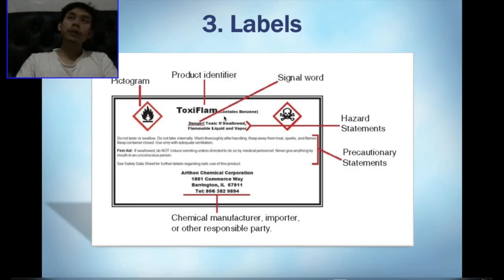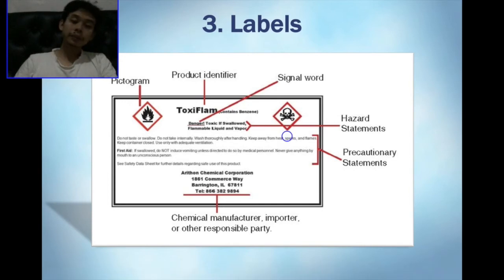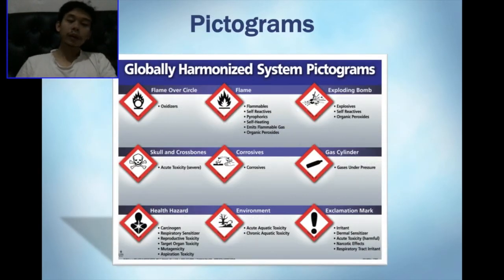Your trainer will pass out a sample of a GHS style label for a chemical that is commonly used at your company, and go over each label element in detail. Now let's discuss the pictograms.